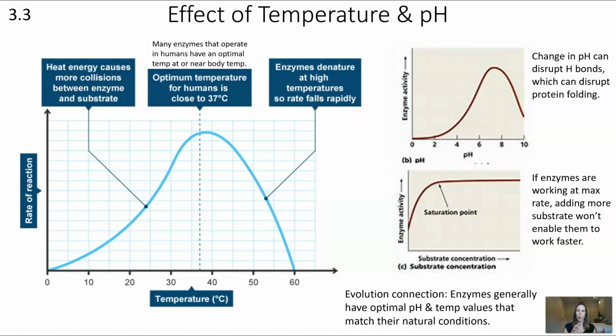So those bonds holding the protein in the right configuration will start being disrupted. This is the same thing for pH. If we look in that upper right, a change in pH can disrupt those hydrogen bonds, which can disrupt protein folding. So that's true of the hydrogen bonding that's taking place as secondary protein folding in the backbone of the protein, that backbone of the amino acids.